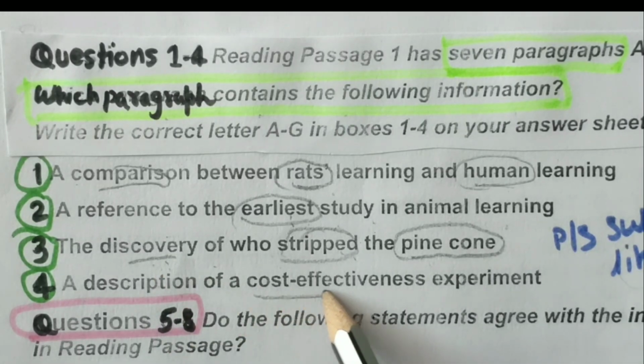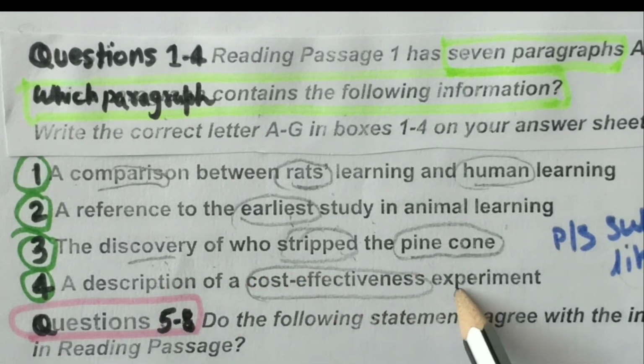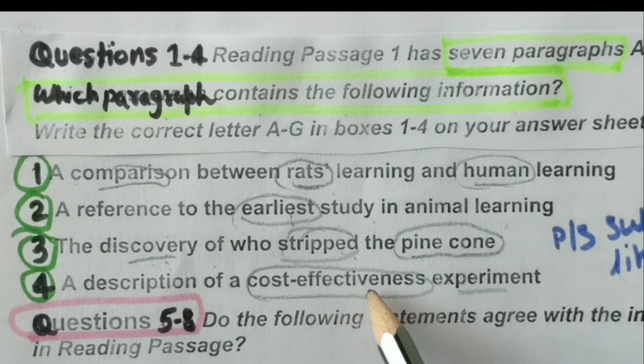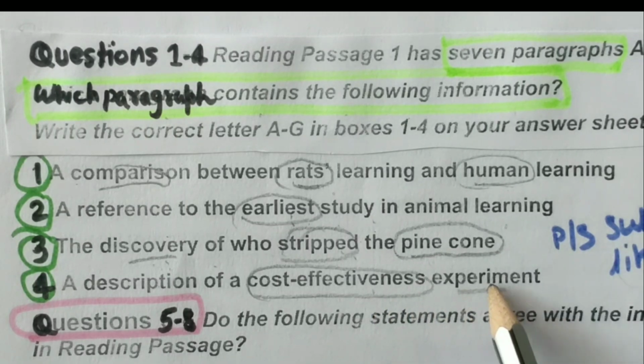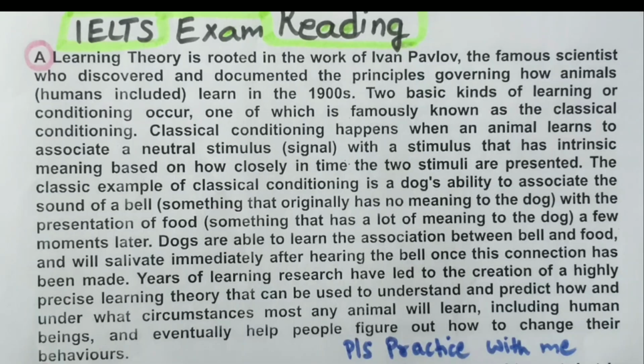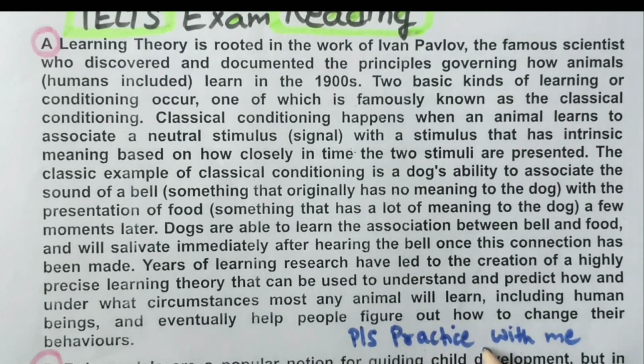Description of a cost effectiveness experiment. Cost effectiveness here means something money related, some profit margin related thing, maybe talking about the research studies or experiment. Now we will go to the paragraphs one by one. I have a request, please practice with me.